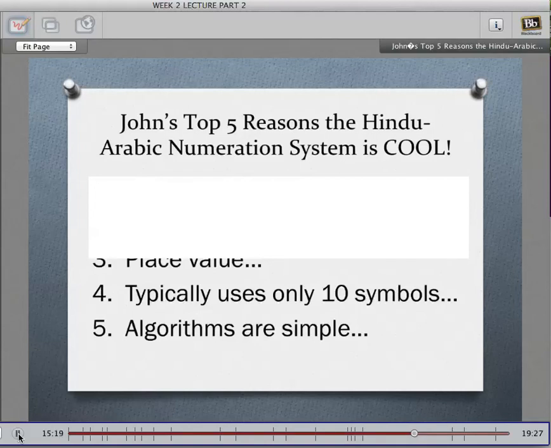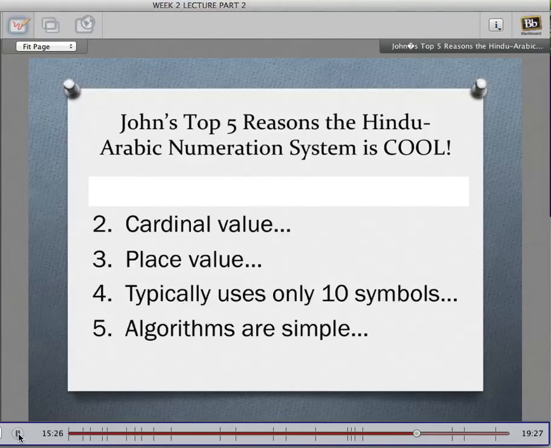We have place value. Every place in a number has a value, and we have cardinal value. That is the number that tells us how much of the place we have. And then the final reason our system is really cool is because we have a 0, and we use it.